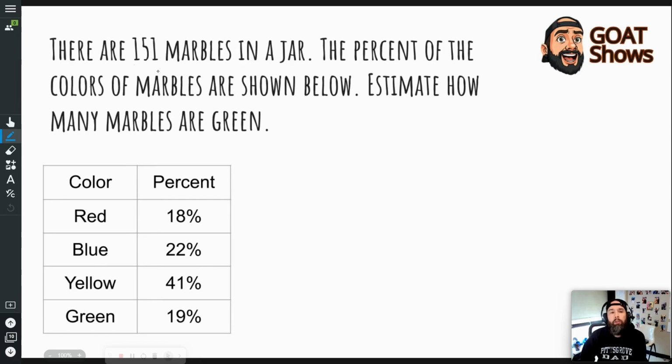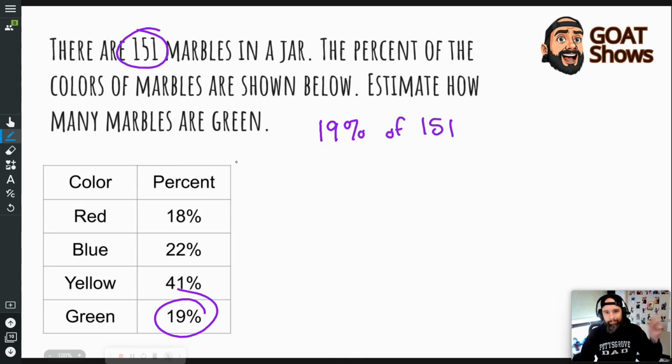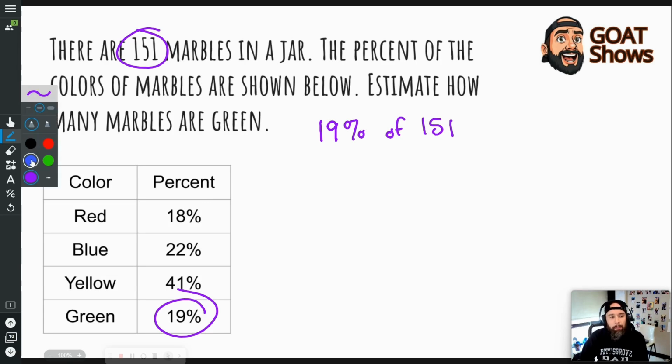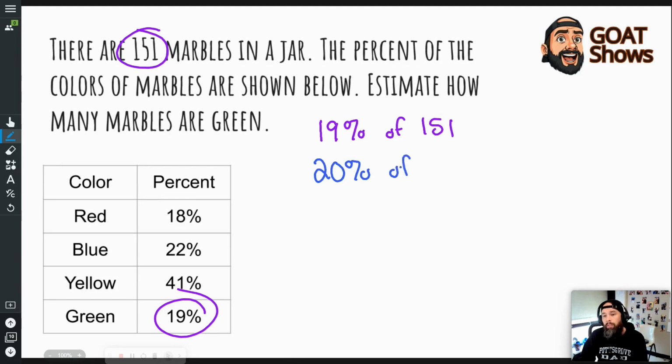There are 151 marbles in a jar. The percent of the colors of marbles are shown below. Estimate how many marbles are green. So there's 19% that are green, and there are 151 marbles. So I'm supposed to do 19% of 151. I'm going to bump 19% up to 20%, and I'm going to bump 151 down to 150.